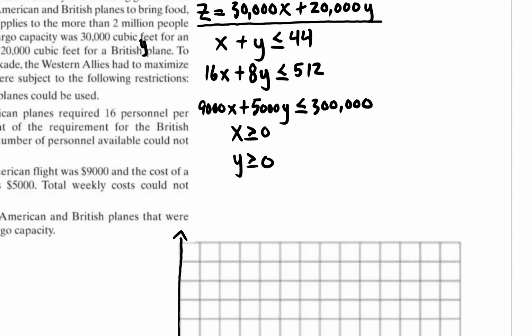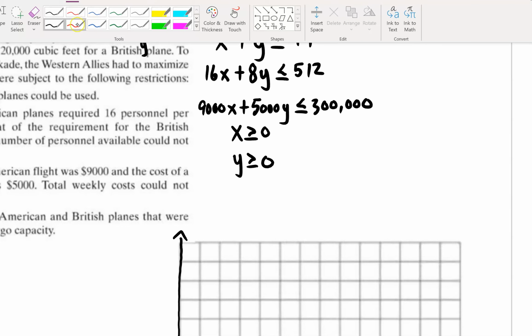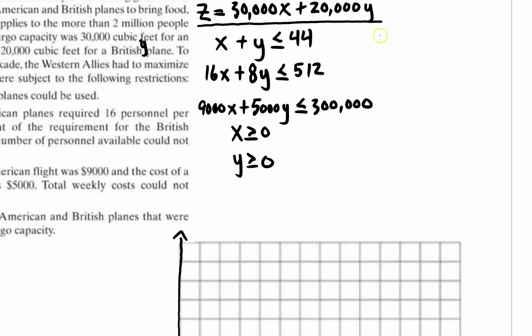In order to graph them all, I'm going to have to see roughly what is the biggest value that I'm going to need here. You would do that by just figuring out what each vertex is going to be. So I'm just going to do that up here. I'm going to start with the first equation. If I put in 0 for x, then my y is going to be 44. And if I put in 0 for y, then my x is going to be 44. So those would be the first two that I would have.